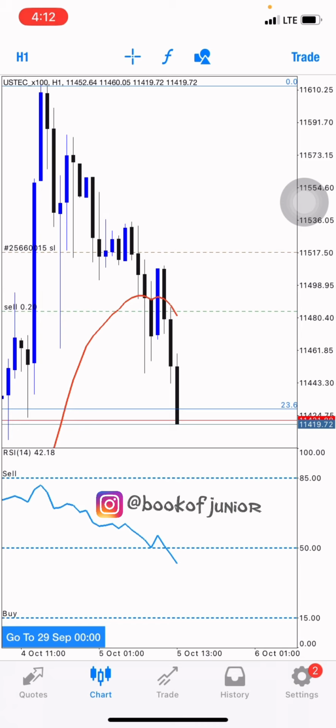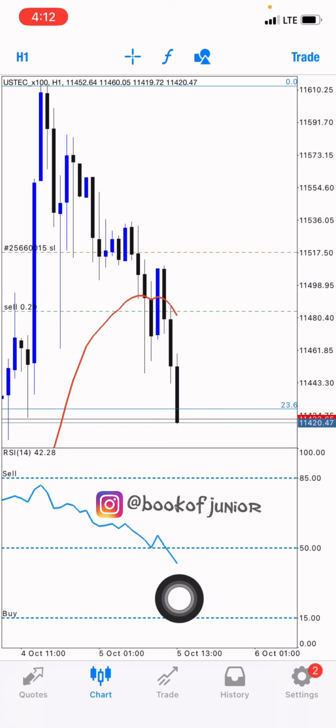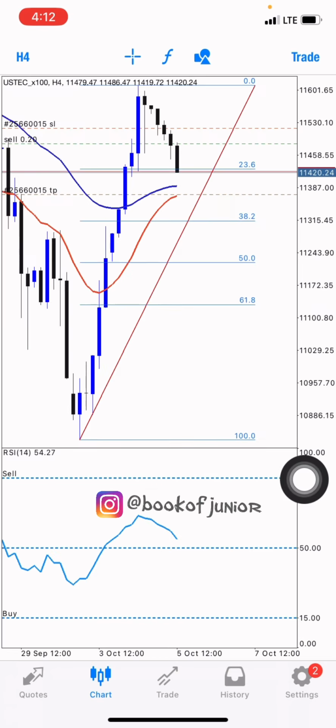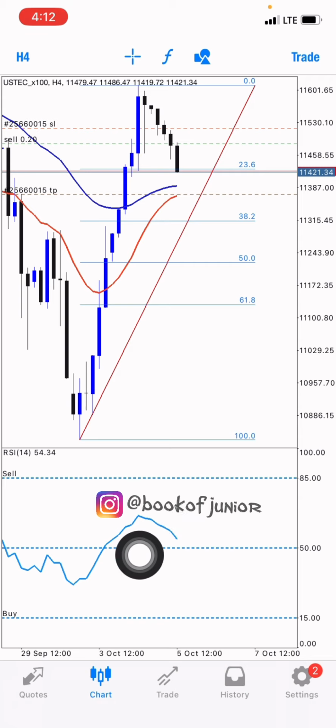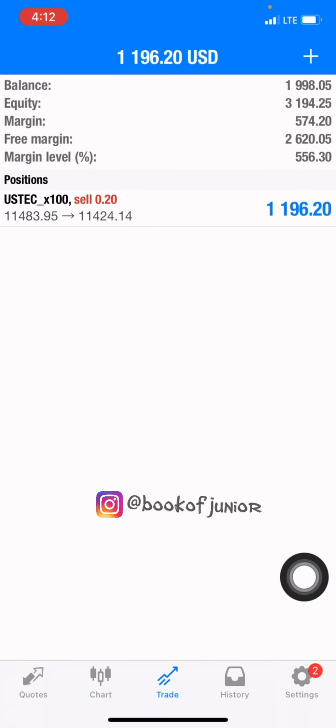You can even see on the 1 hour time frame, on our RSI, relative strength index, it's the sellers that have momentum. As you can see, even on the 4 hour time frame, the price is still turning down, meaning price is still coming back down some more.